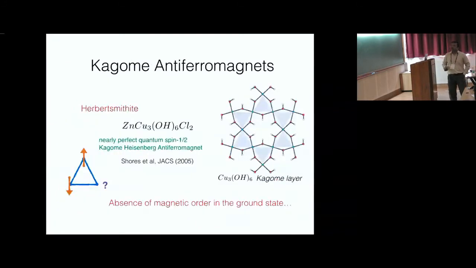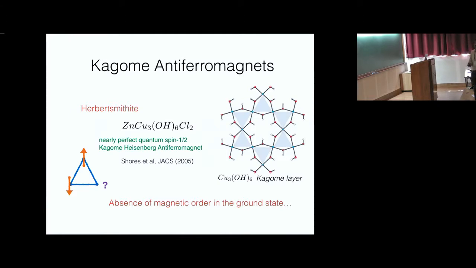Of course, the reason why we study them now is because there are realizations of Kagome antiferromagnets in real materials. This is, of course, the most famous one. I don't intend to review the subject, but just to sort of flash through some key points. So this is a mineral Herbert-Smithite, which is supposed to be a nearly perfect realization of quantum spin half, a Kagome Heisenberg antiferromagnet.